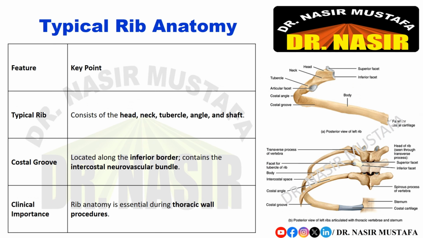Typical rib anatomy. A typical rib consists of several important anatomical features. These include the head, neck, tubercle, angle, and shaft. The inferior border of the rib contains the costal groove, which is clinically important because it accommodates the intercostal neurovascular bundle. Therefore, when performing procedures involving the thoracic wall, knowledge of the rib's anatomy is essential.